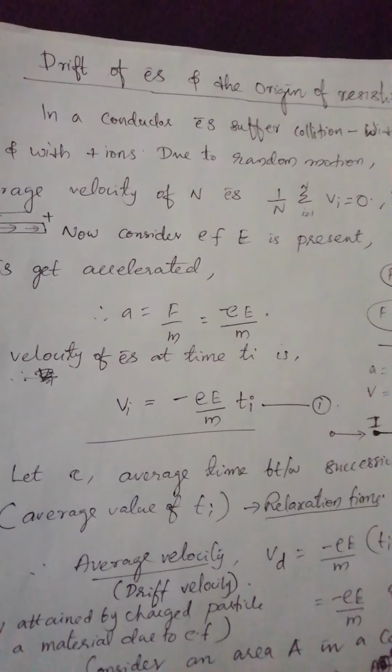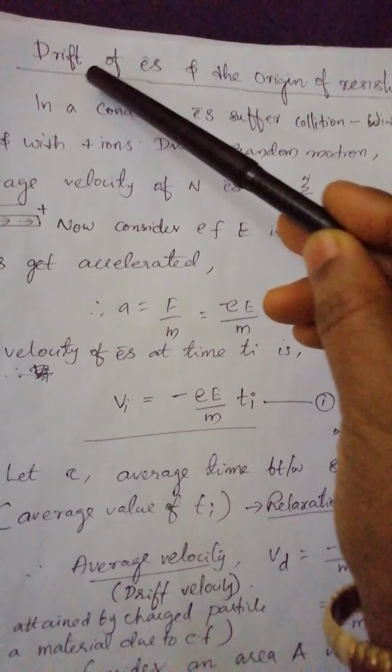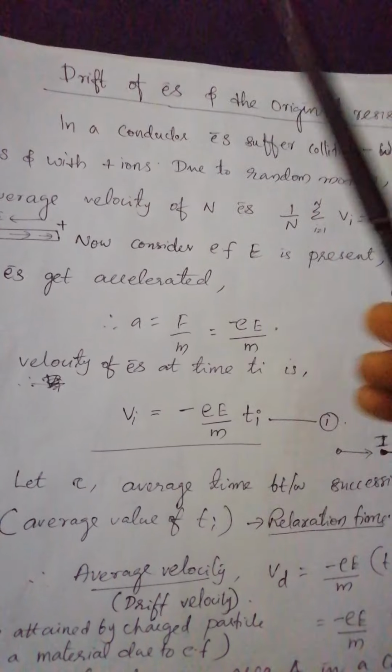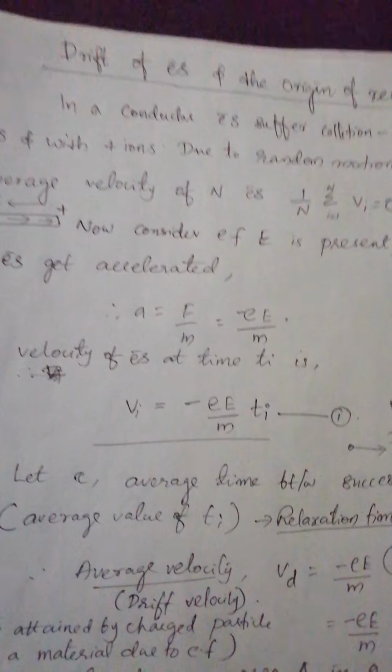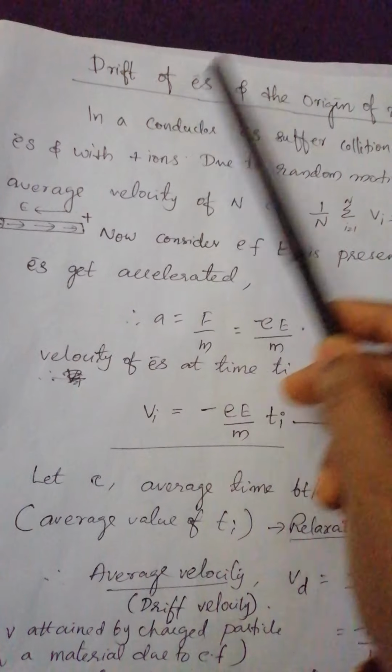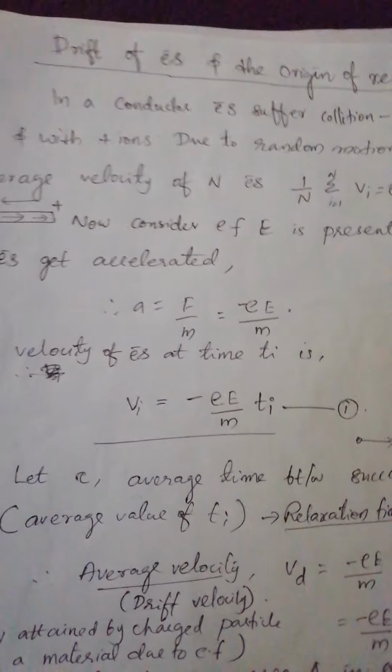Good morning students. Today we are going to learn about drift of electrons and the origin of resistivity. Drift of electrons means continuous movement of electrons and how it is related to the resistance of a material.